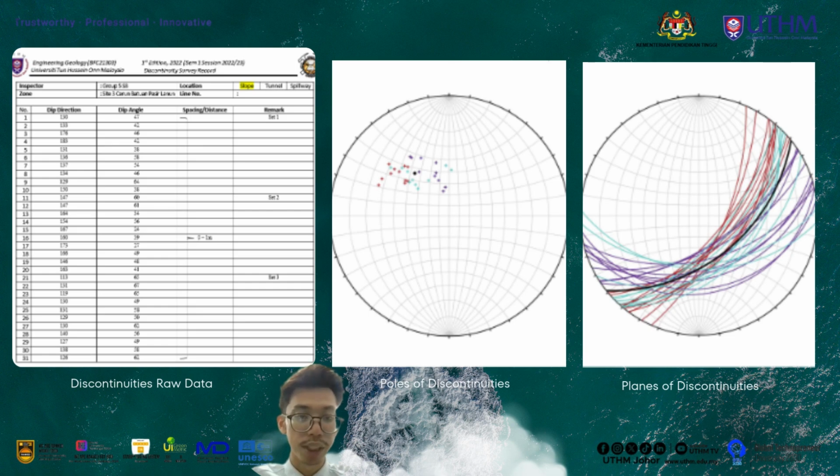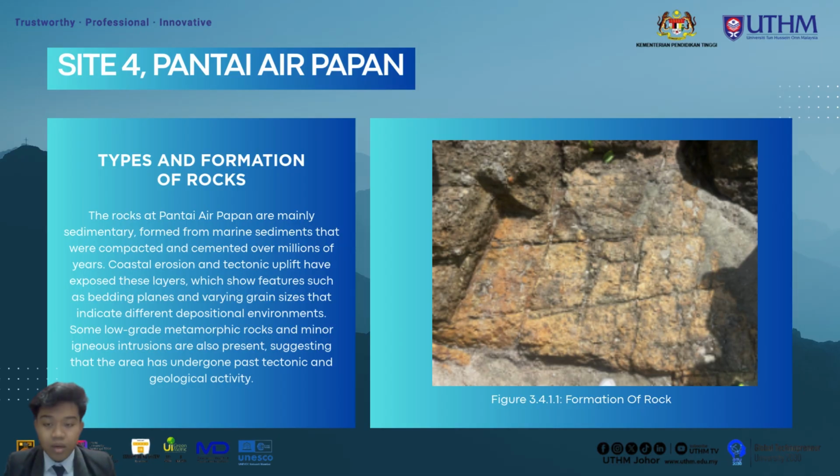Hello, my name is Muhammad Fazullah and I will continue to present the results and analysis for Site 4, Pantai Air Papan. For the types and formation of rocks, the rocks at Pantai Air Papan are mainly sedimentary, formed from marine sediments that were compacted and cemented over millions of years.